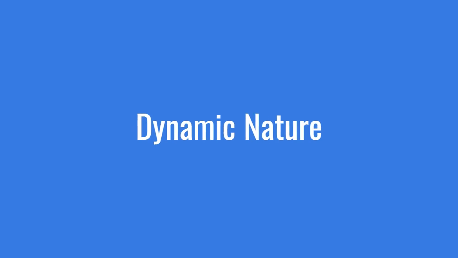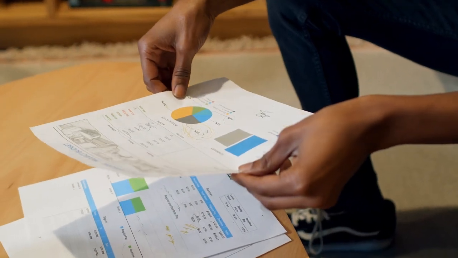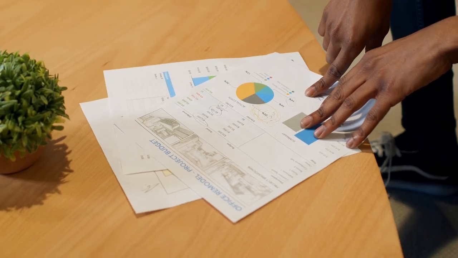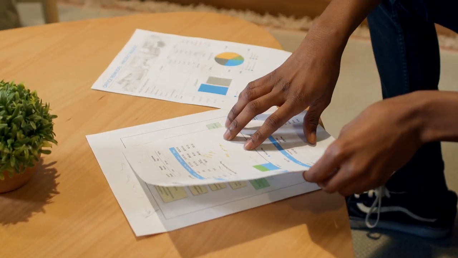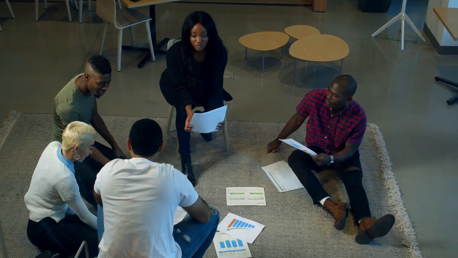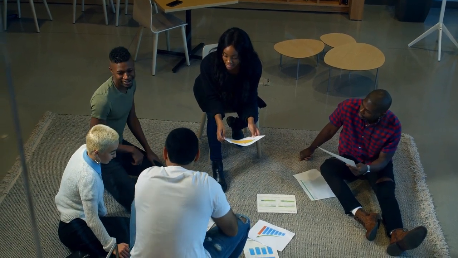Then the dynamic nature. A sprint backlog is dynamic in nature. That means it evolves during the sprint. A sprint is a 3 to 4 week time period in which the team learns more about the work and the requirements, and it evolves. At the time of the product backlog, it is a high-level requirement, but during the sprint the requirement becomes more elaborated, so it becomes dynamic in nature as well.